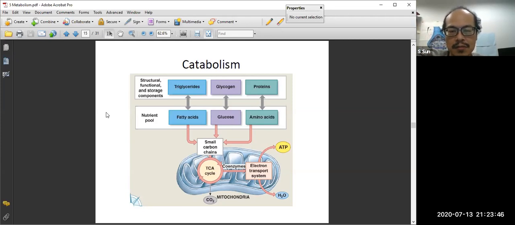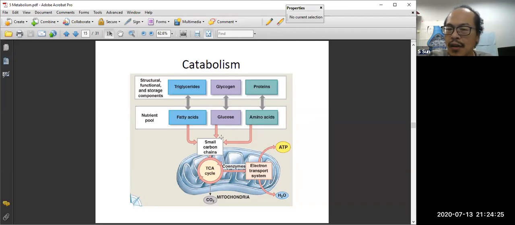Mitochondria's expertise is to produce ATP from this fuel. So triglyceride forms fatty acid, glycogen forms glucose, basically that. Hydrolysis breaks them apart, and protein forms amino acid. And then they will enter into the mitochondria to produce ATP.